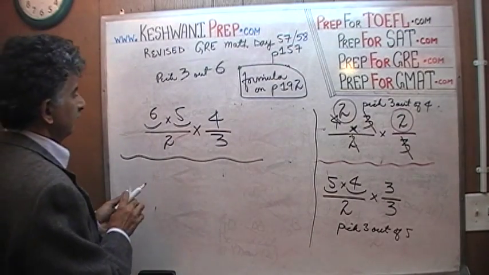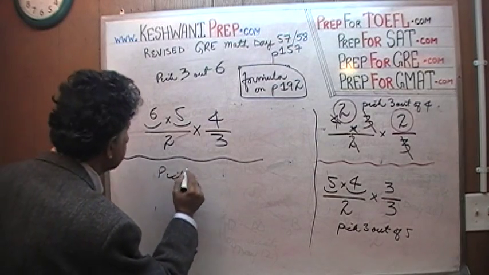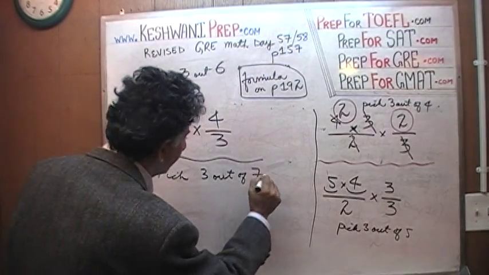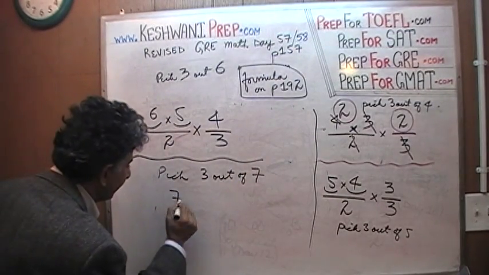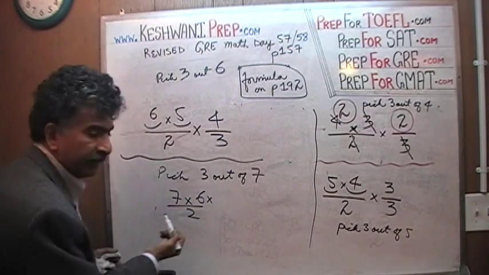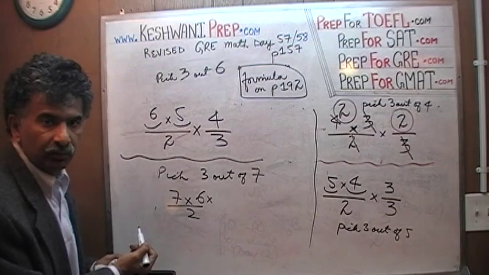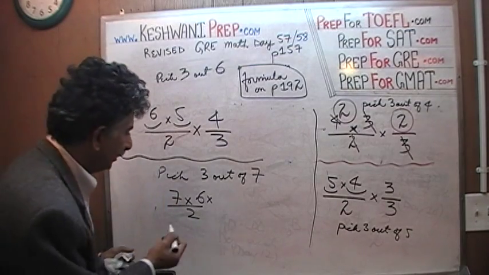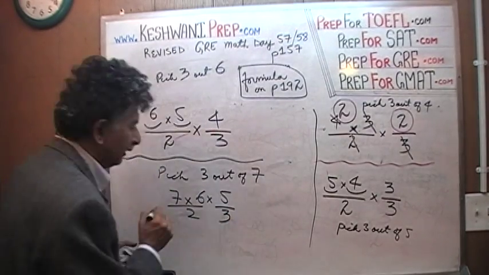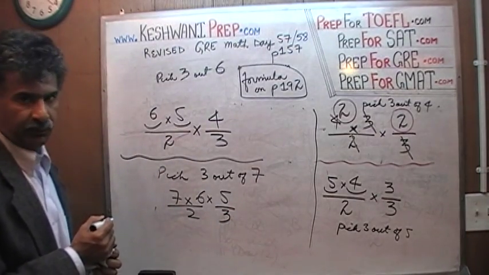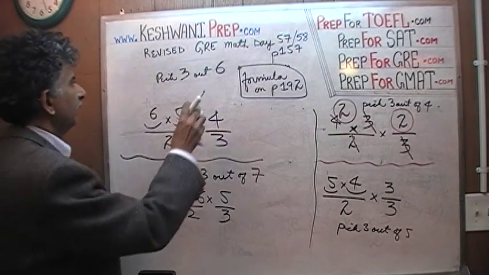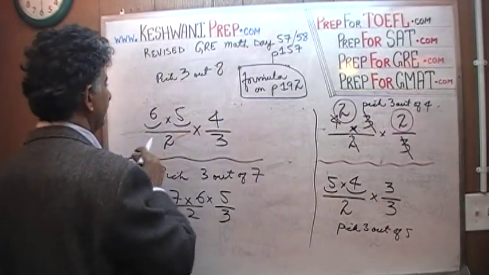If you had to pick 3 out of 7, we are getting very close to the payoff. 7 ways you can pick a first person, 6 different ways you can pick a second person, divided by 2 to take care of the repetition, there are 5 different ways I can pick a third person, and as soon as I pick a third person, triple counting is going to take place, and therefore I need to take that entire answer and divide it by 3.